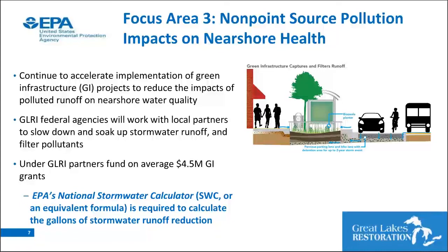And GLRI federal agencies and their partners will continue to encourage and accelerate implementation of green infrastructure projects to reduce the impacts of polluted runoff on nearshore water quality. And then GLRI funding for fiscal year 19 was $300 million, with about $4.5 million on average going towards the green infrastructure grants. And under these grants, EPA's National Stormwater Calculator, or an equivalent formula, is required to calculate the gallons of stormwater runoff reduction.